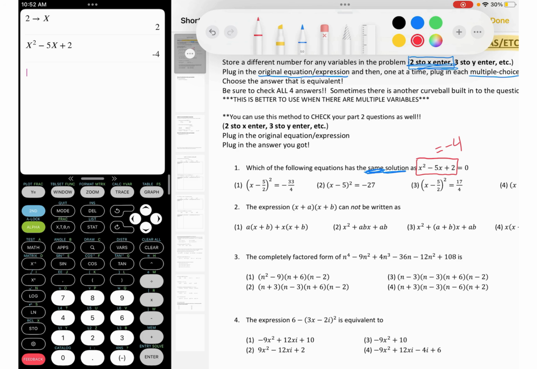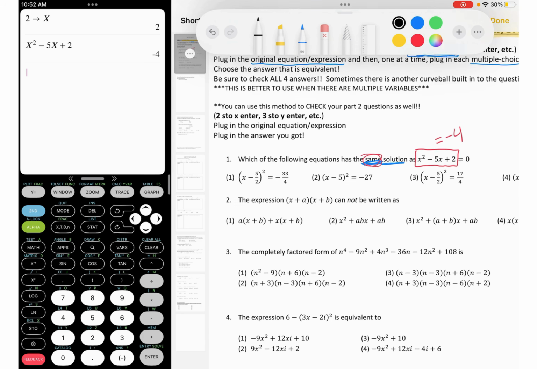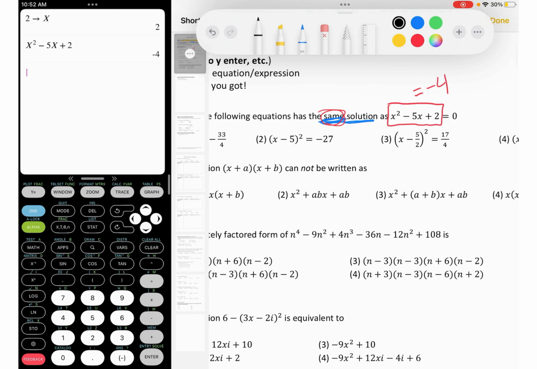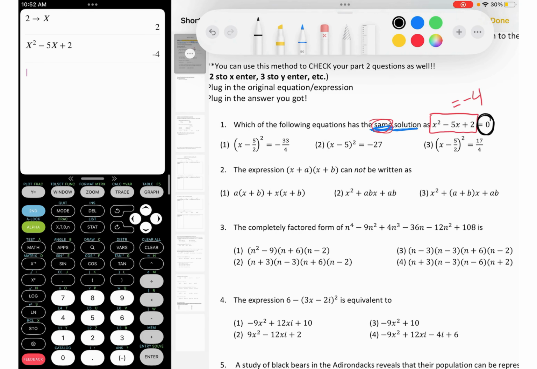So now my next step in doing this shortcut is to plug in all 4 multiple choice answers and find the one that is the same. So find the one that's also equal to -4. Now this one's a little bit tough with the setup, which is why I wanted to start you with a doozy. You can kind of see the next ones won't be so bad. To be able to use this shortcut, you have to have the equations in the multiple choice answers in the same format that your original is in. So see how the original is equal to 0? That means that my choices also have to be equal to 0 for the shortcut to work.